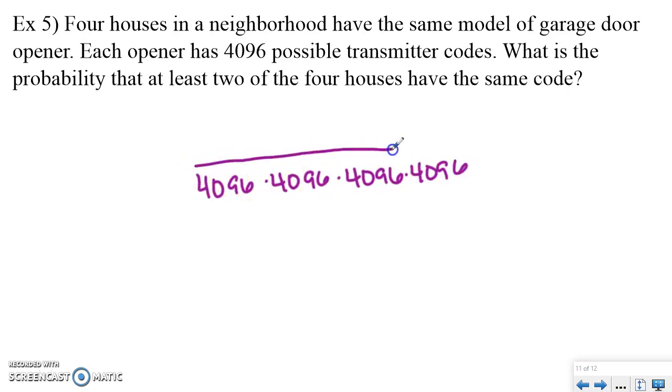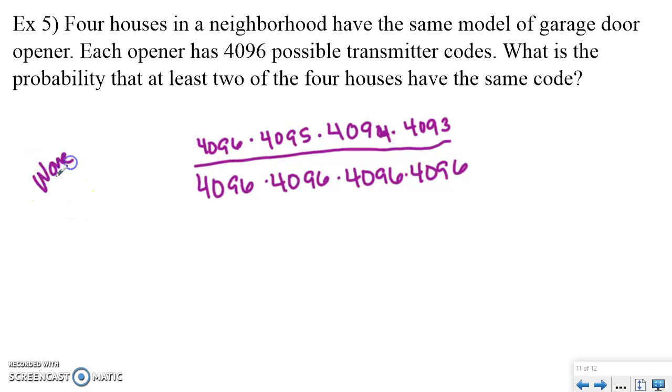Okay, and instead of trying to figure out how at least 2 of them have the same code, we're going to figure out what are the chances that none of them have the same code. So to do that, if the first house picks from the total number of options, the second house can't use that same option, so we're going to take 1 away. The third house can't use the other 2. That's a 4 there, not a 6. And then the last one can't repeat either. Okay, so we just found the probability that none are the same.